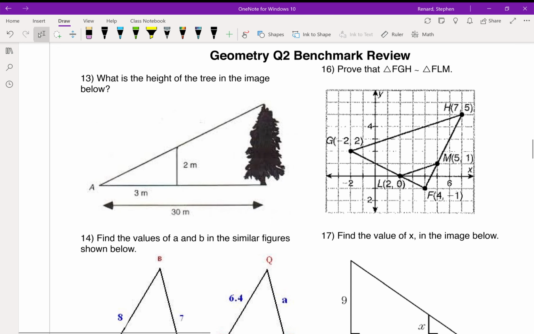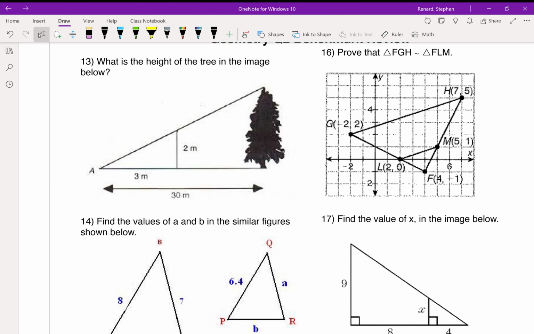What's the height of the tree? Okay, so these are specific similarity problems, but they're not too bad. So we know that this is 2 and 3, and these two triangles are similar because these two lines are parallel. And so what we're looking for is the height of the tree. So the ratio of 30 to 3 is going to be the same as the ratio of x to 2. Cross multiply, 3x equals 60, x equals 20. So it's a 20-foot tree.